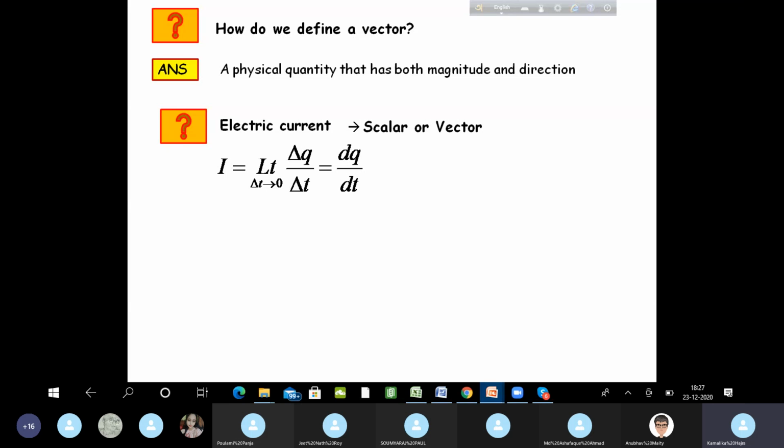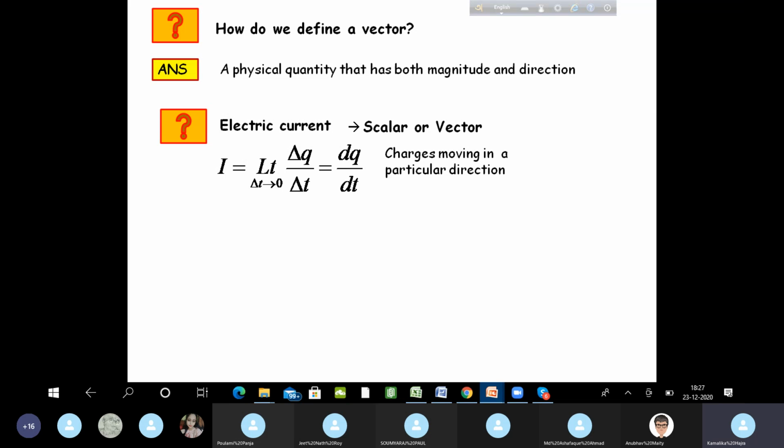Now, what constitutes an electric current? Please do not unmute when I do not ask a question. The next time someone unmutes without my asking a question, I will have to remove that person from the meeting.